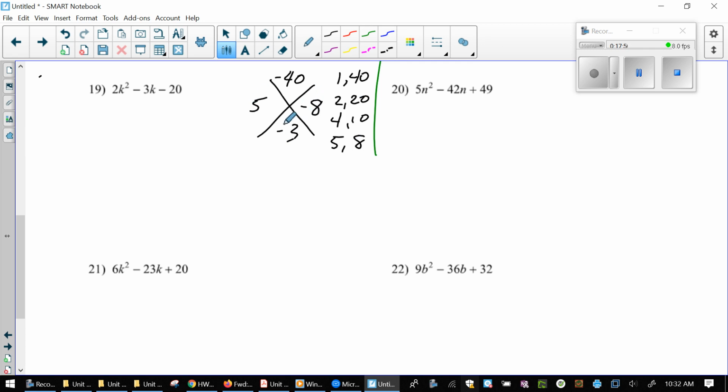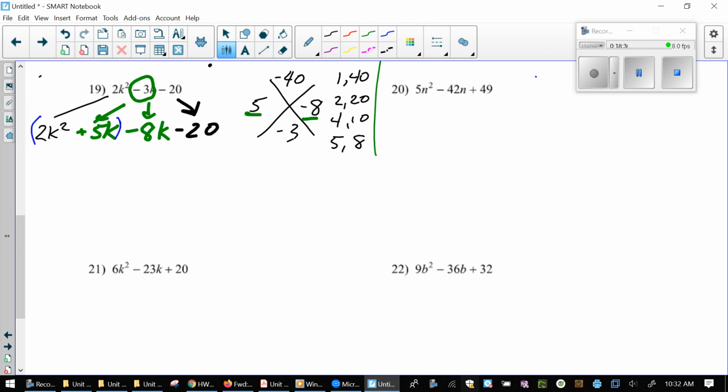So if I go 5 and 8, I know that the 8 has got to be negative to give us this negative 3 here. All right, so remember now we switch to make it 4 terms. 2k squared stays the same, but we're going to split that middle term into what we have here. So it's plus 5k minus 8k, and then minus 20. Okay, so that stays the same. This term splits into these 2.